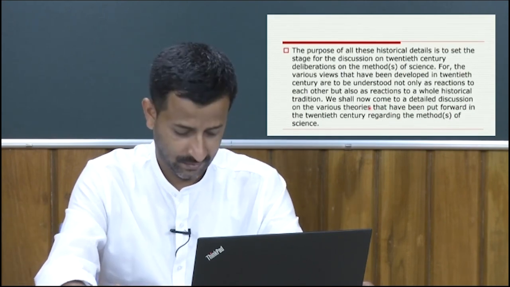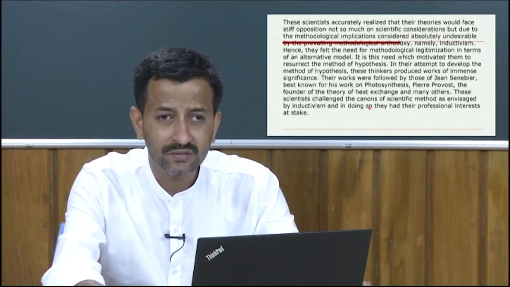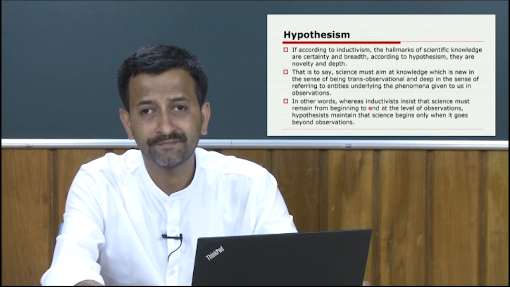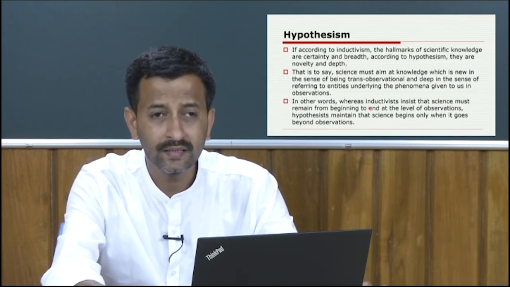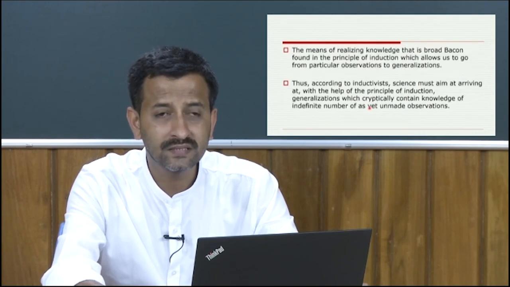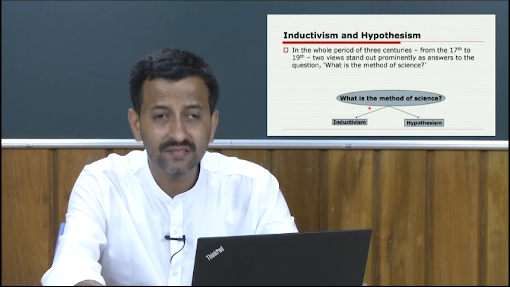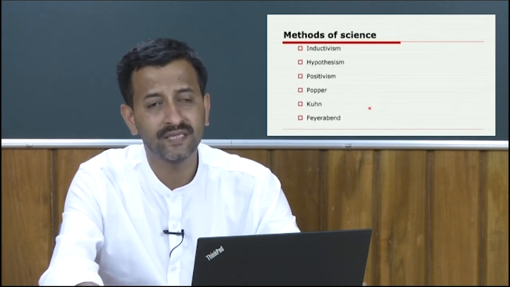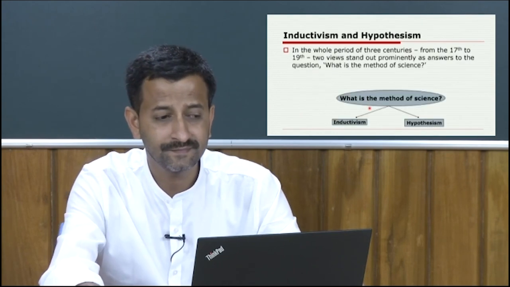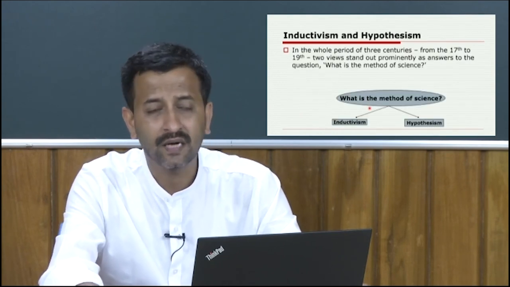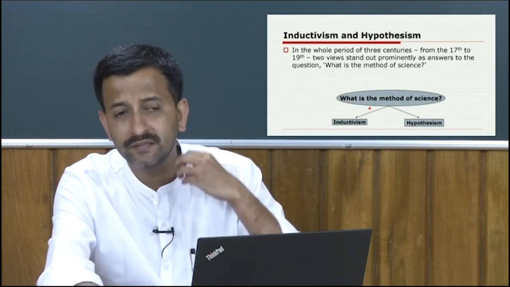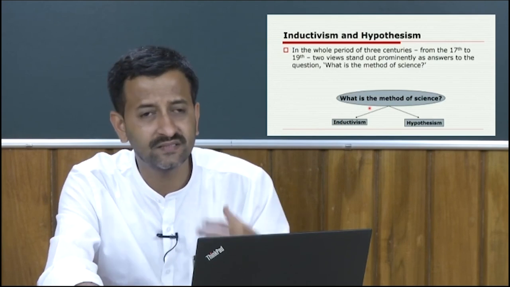Till now, let us quickly recapitulate what we have discussed. We have discussed the ontological as well as the normative structure of science, okay? And from there we moved to the methods of science. In the methods of science, we are discussing inductivism and hypothesism, which were very prominent since the 17th century, with the birth of modern philosophy of science. They became rival methodologies, and each of these had followers among natural philosophers as well as moral philosophers, I mean scientists as well as philosophers.